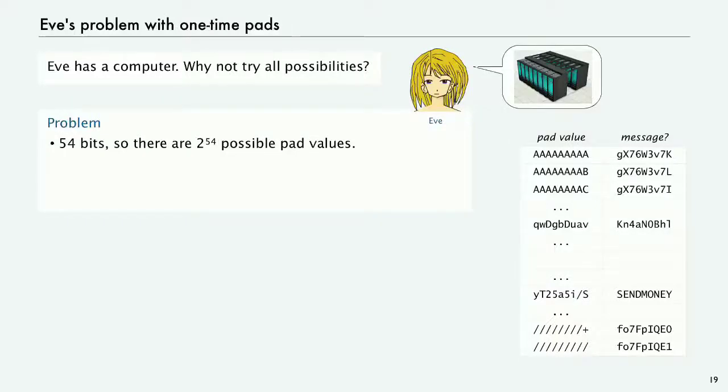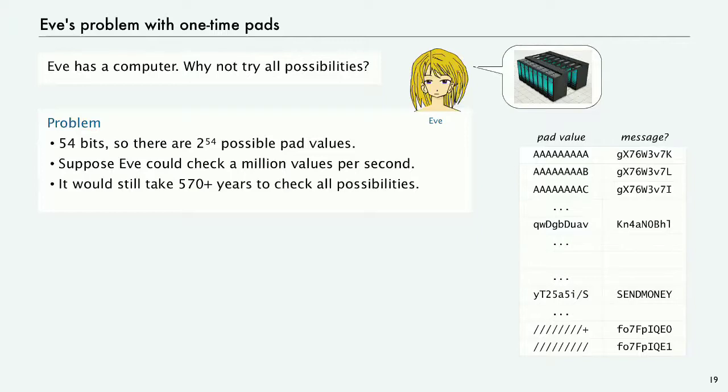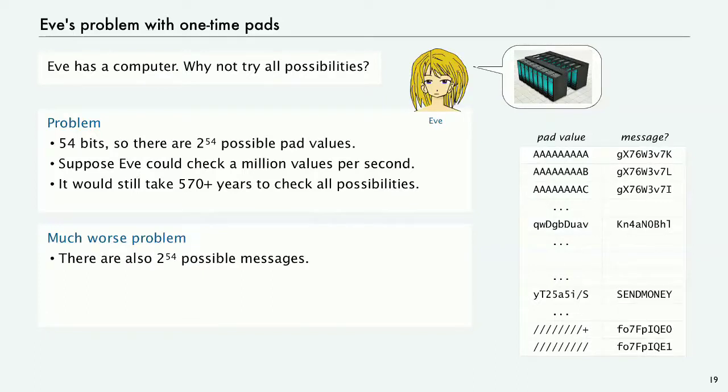So one problem is there's too many different values. There's 2 to the 54th possible pad values, and 2 to the 54th is a huge number even for a computer. If Eve could check 1 million values per second, and that would be a lot, it'd still take over 5 centuries to check all the possibilities. But that's not even the problem. The much worse problem is that there's also 2 to the 54th possible messages.